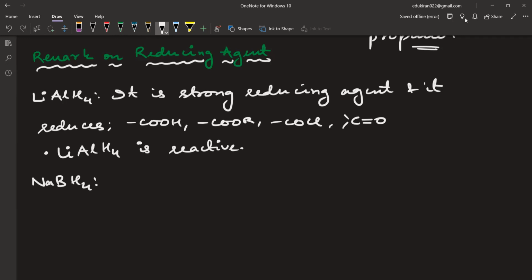Where have we studied NaBH4? We have learned NaBH4 only for aldehydes and ketones. And you can see that it is not giving any reactions for carboxylic acids and esters. Carboxylic acids and esters react only with LiAlH4. So sodium borohydride is a mild reducing agent.